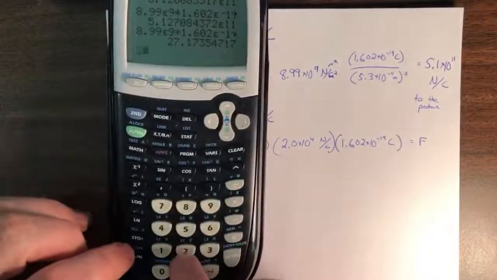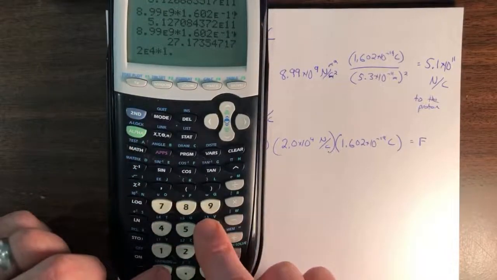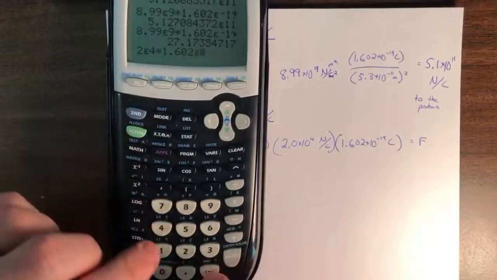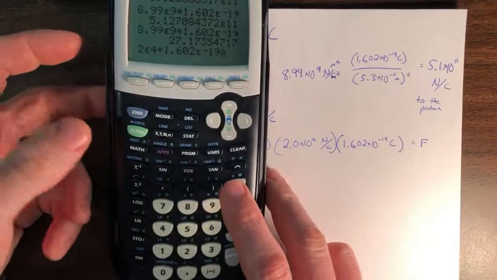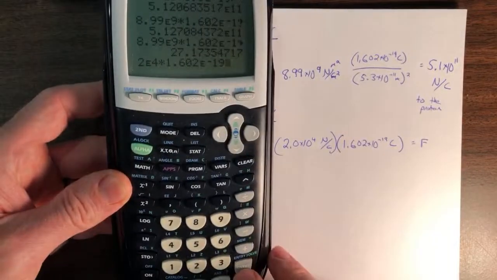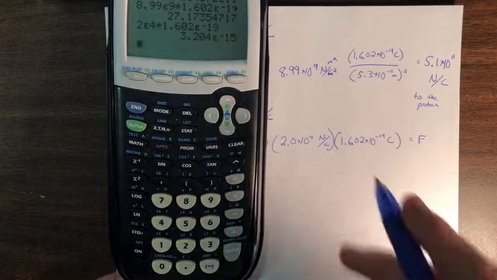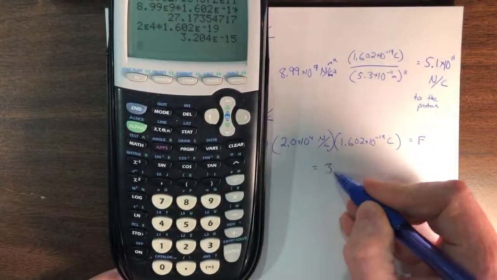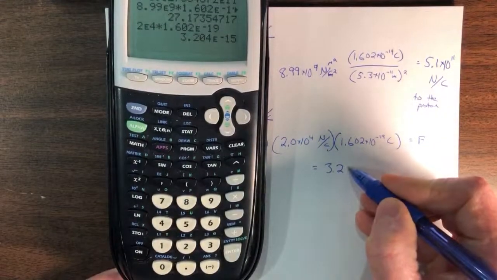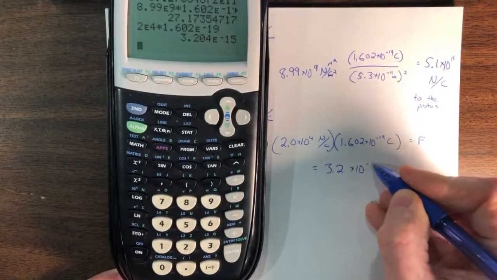Okay, 4 times 1.602 times 10 to the minus 19th coulombs. And that's going to get us 3.2, and we'll just leave it at 2 sig figs, times 10 to the minus 15.